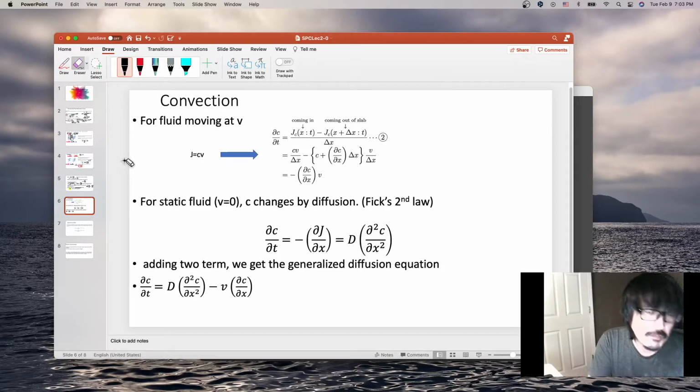Now let's do the convection. The convection is that the bulk of the fluid is actually moving, and the particles are on it, right? So what's the flux coming out of that one? We're going to use this one right here. The J is equal to concentration times the velocity. So the J is the flux, right? The flux of the particles that's passing through this surface right here.